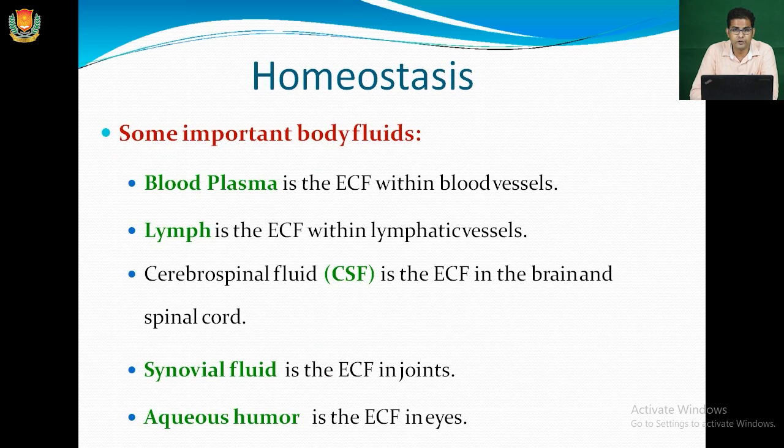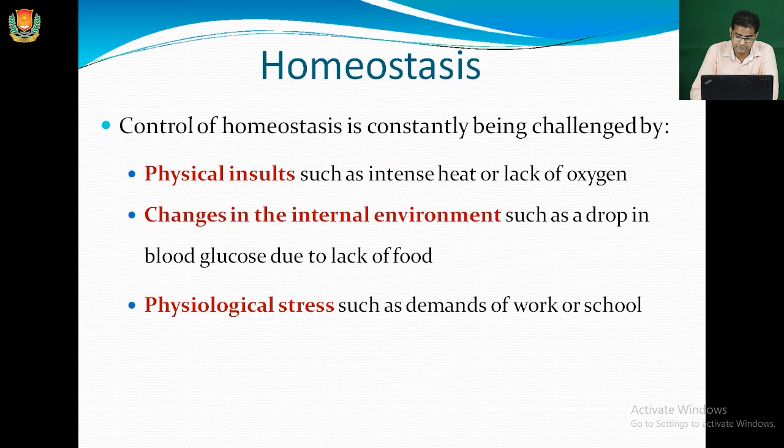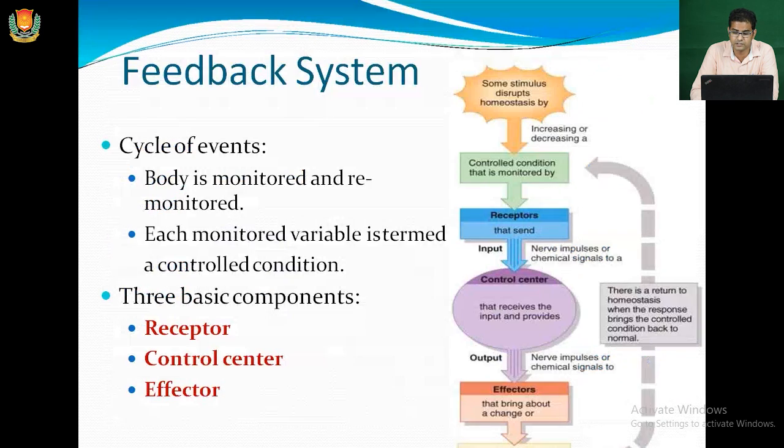There are different body fluids like blood plasma, which is the extracellular fluid found in the blood vessels, lymph found in the lymphatic vessels, CSF, cerebrospinal fluid, found in the brain and the spinal cord, synovial fluid found in the joints, and finally aqueous humor, which forms part of the eyes. So homeostasis is managed within our body. As we have already discussed, a number of environmental factors may change homeostasis, but still our body maintains it.